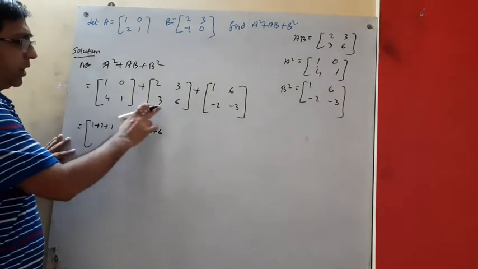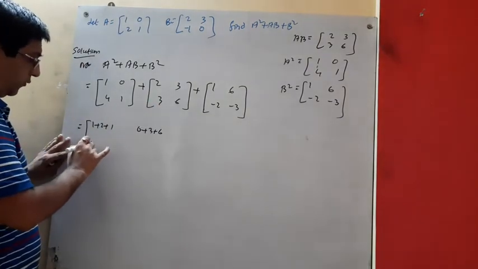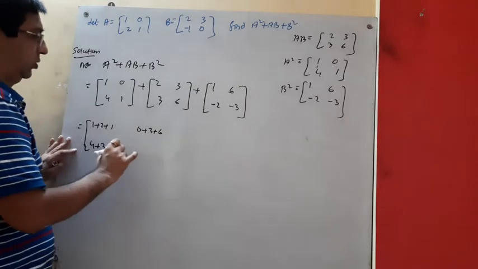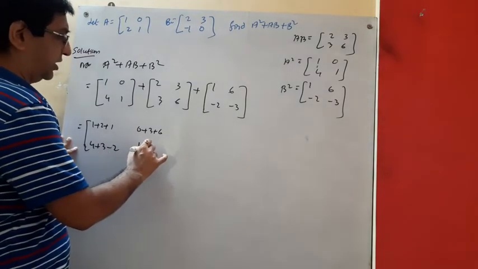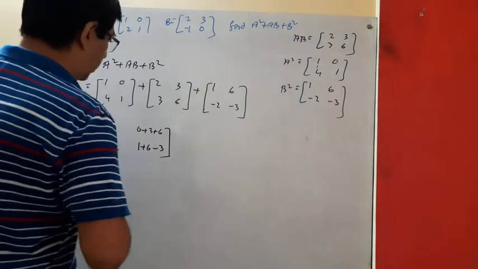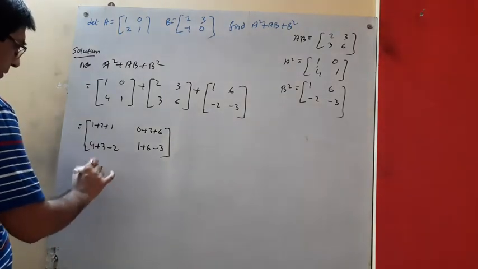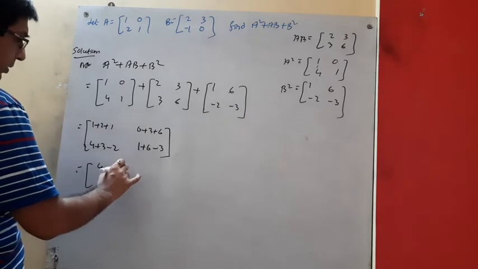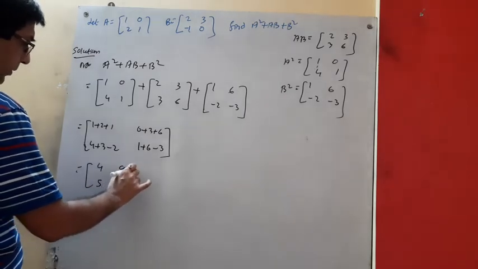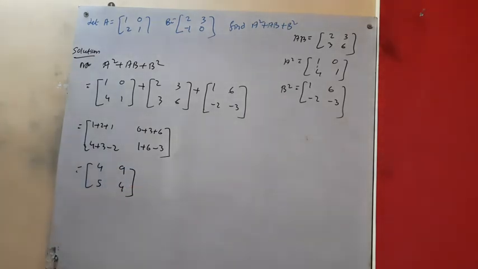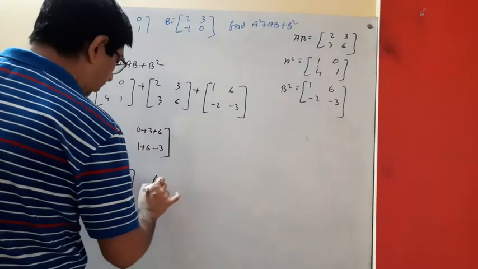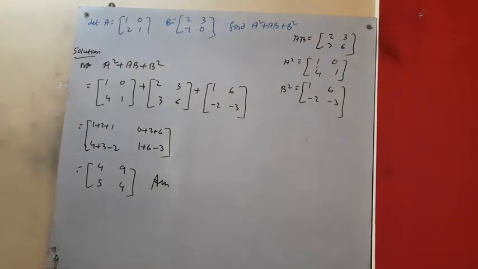Now, 4 plus 3 minus 2, and 1 plus 6 minus 3. So what are we getting? 4, 9, 5, 4. So this is the answer, [4 9; 5 4]. In this way we have to multiply and add. Okay, now we go to the next one.